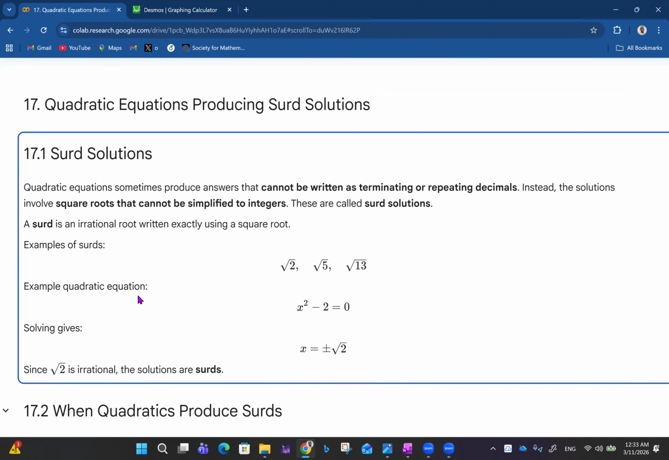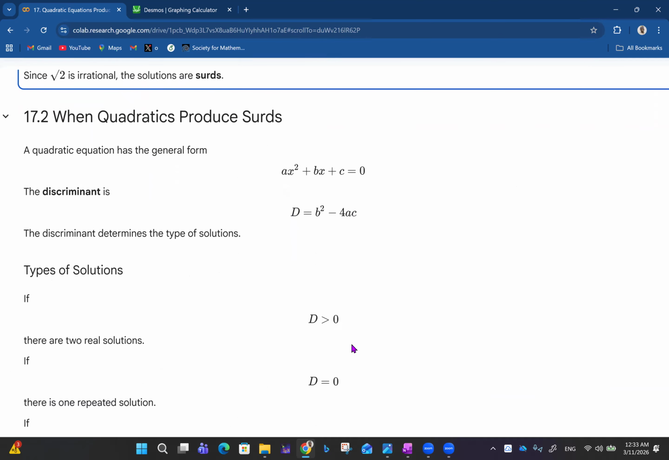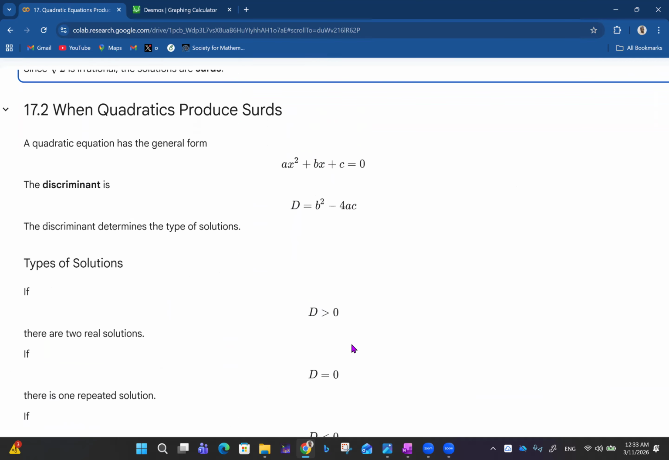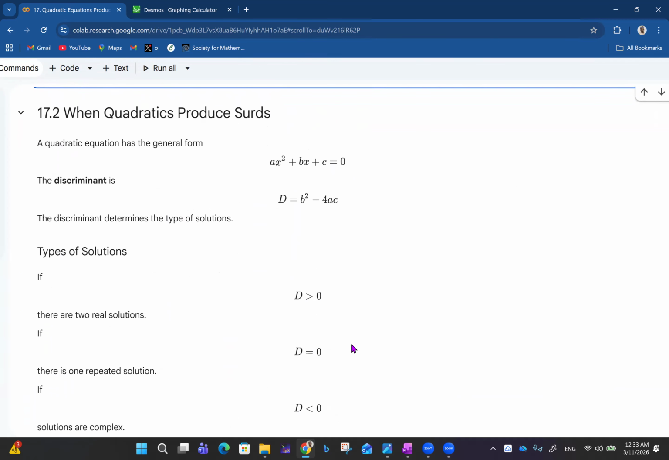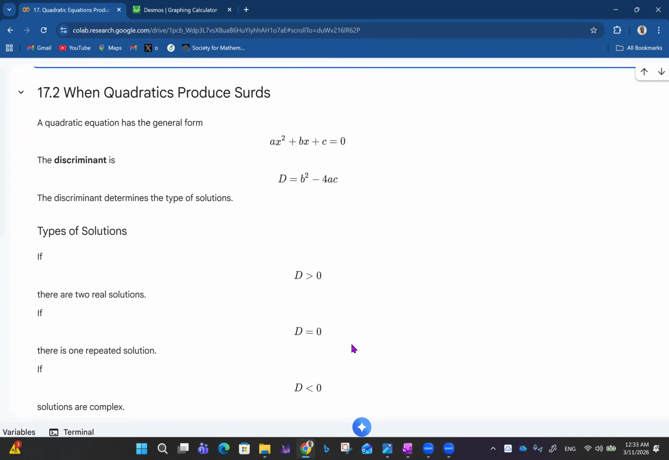An example of a quadratic equation will be something like x squared minus 2 equals 0. If you solve this, you get x equals plus or minus square root of 2. Since root 2 is irrational, the solutions are surds, basically. So now the question is, in what situations do quadratics produce surds?